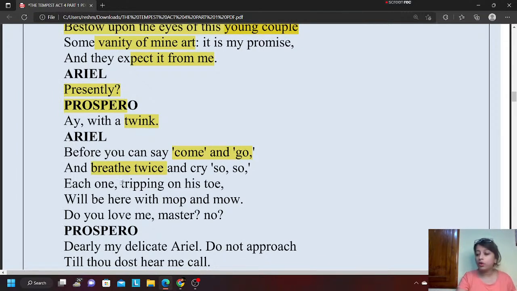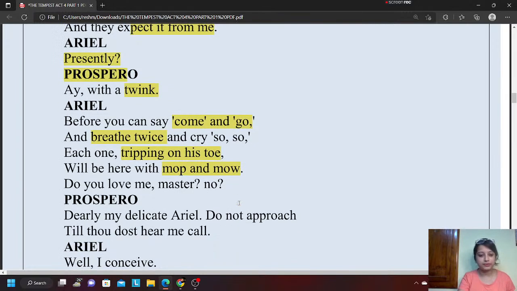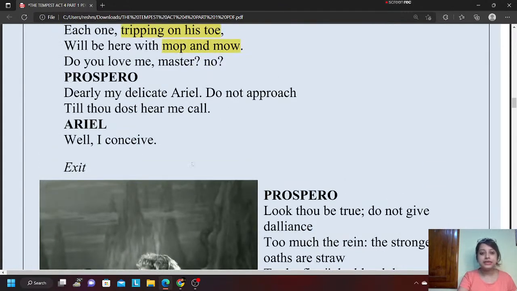And how will all the spirits, कैसे वो लोग आएंगे? जल्दी जल्दी आना है ना, तो वो कैसे आएंगे? Each one tripping on his toe, will be here with mop and mow. There will be a lot of confusion. They will hurry, fall over one another, and they will run to you. Do you love me, master? So I will do all this for you. He wants freedom, right? उसको तो Prospero को खुश करना है. That's why. Prospero: Dearly, my delicate Ariel. So yes, I love you a lot.